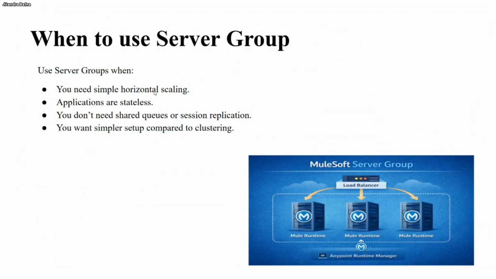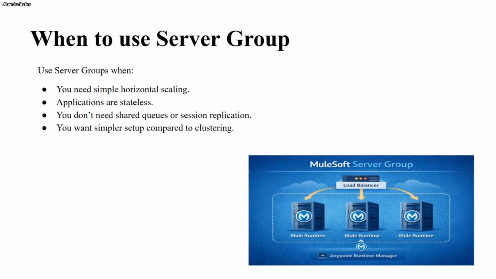So if you need simple horizontal scaling and you just have REST APIs, and you are not using object store or VM queues, you can go with the server group. Applications are stateless, you don't need to share queues or session replication, and you want a simple setup compared to clustering. Clustering can sometimes perform a bit slower as compared to a server group.